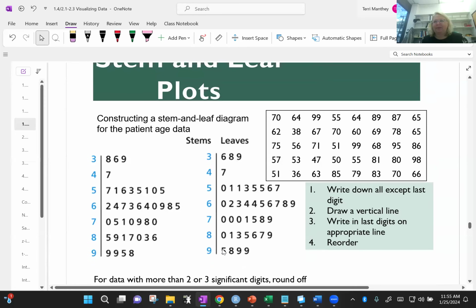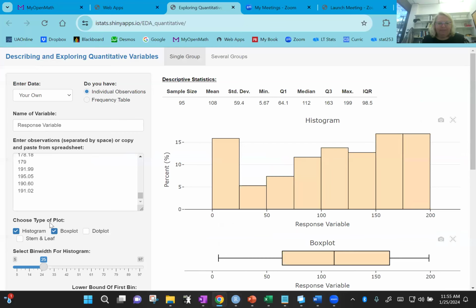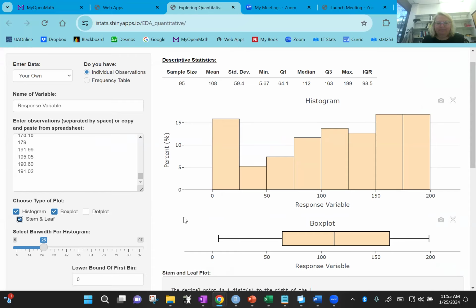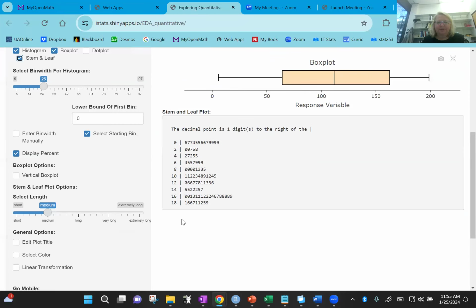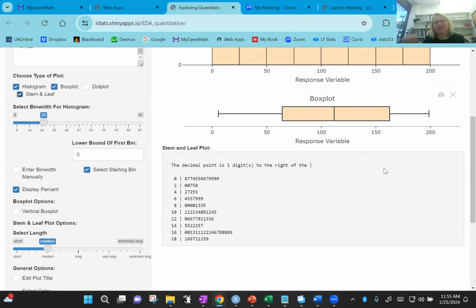And the next thing is stem and leaf plots. So the same data for a stem and leaf plot, I'm not going to spend a lot of time on this because I'm going to show you something very cool. If you explore quantitative data, choose type of plot, stem and leaf. There it is. That's for the first data, the second data we were using. Now you'll notice something weird about it.